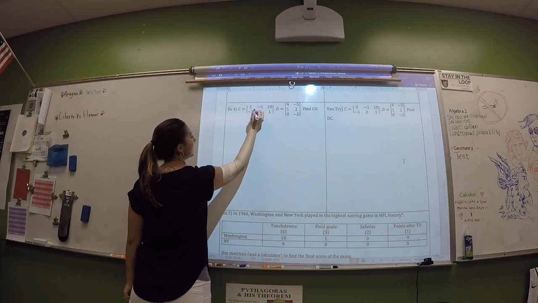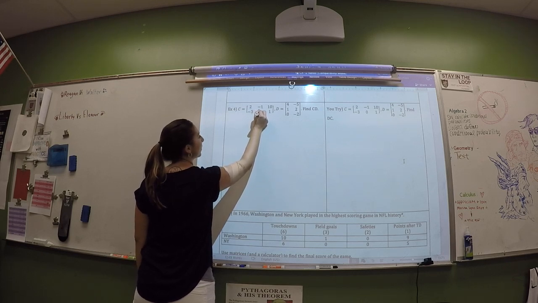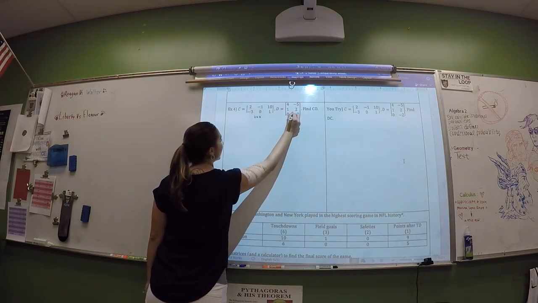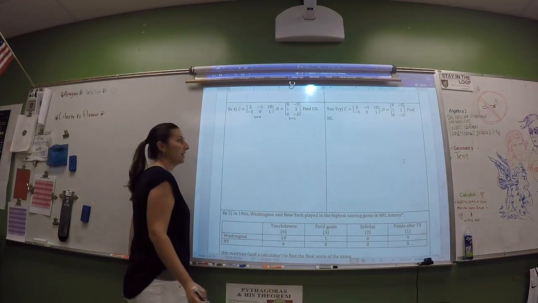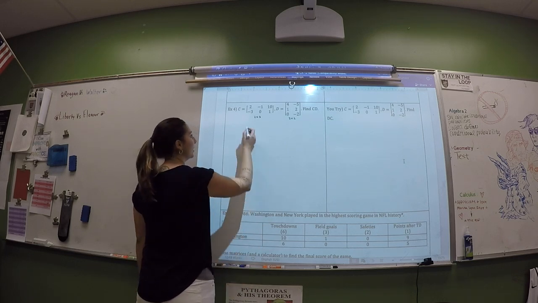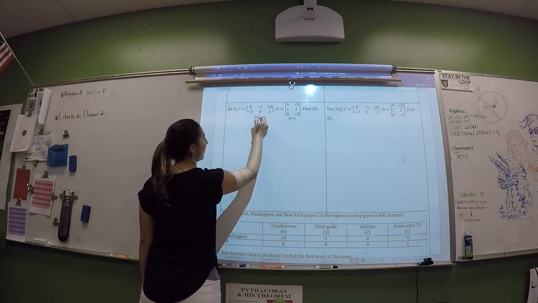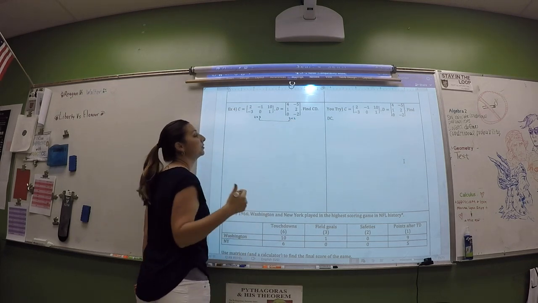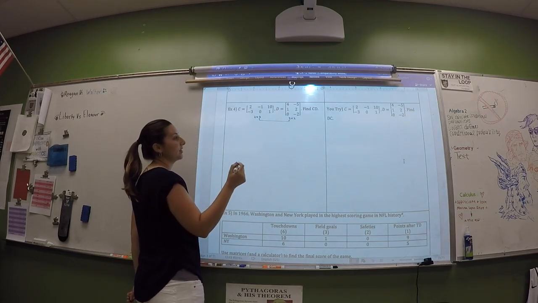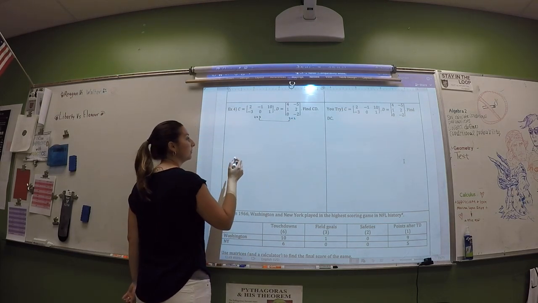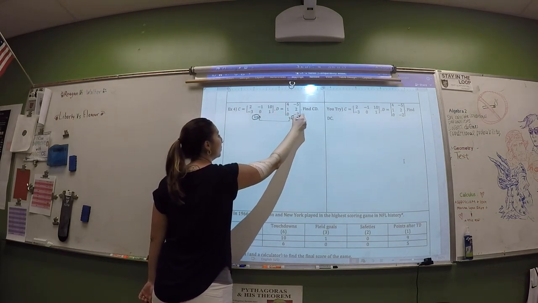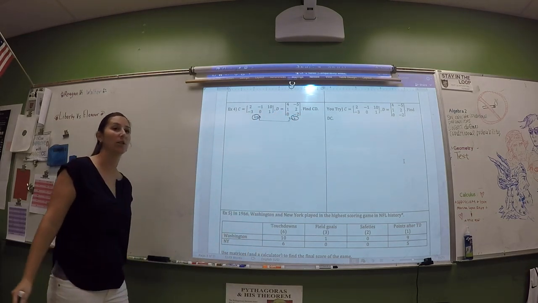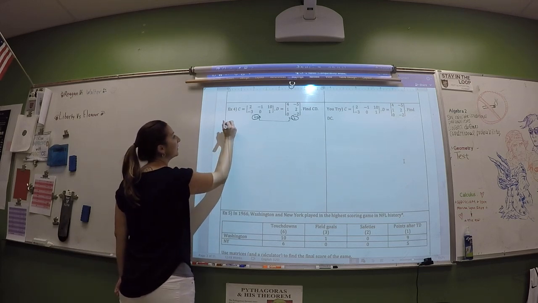C times D. What are the dimensions of this? 2 by 3. And what are the dimensions of this? 3 by 2. Are we allowed to multiply these? Yes. In this order? Yes. This is C, this is D. As long as these are the same, we're good. So now the answer is gonna be a what? A 2 by 2. That's our answer, the outside dimensions. Oh, right. I was like, wait, how did you find that?